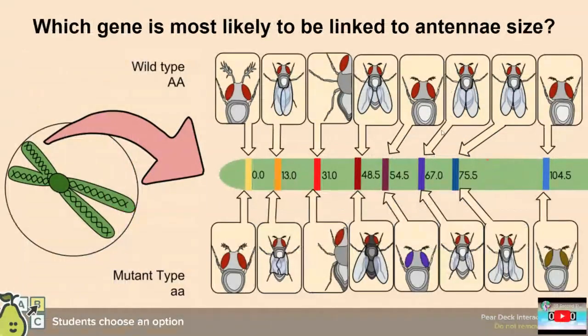So for instance, which gene is most likely to be linked to antenna size? I'm going to look and I see that this one has a small antenna and this one has a large antenna. So I assume that the allele for antenna size is 0. So these are the most likely ones to be linked to it, just because they're close in proximity.